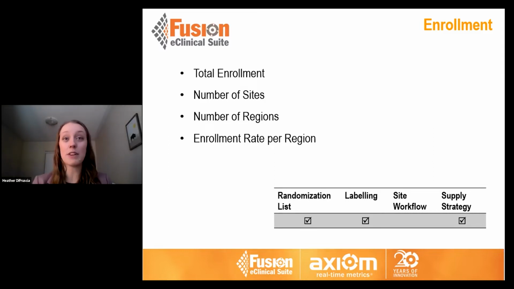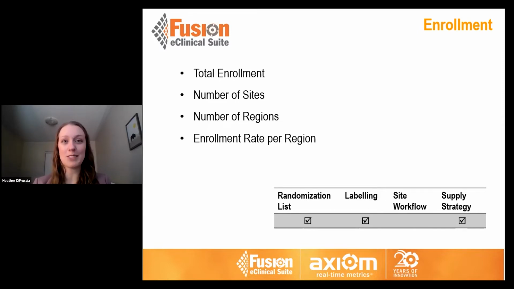So number of sites, the number of regions, and the enrollment rate per region. Looking at the bottom right corner, we have our list of impacts, and you can see we have quite a few check marks there. When we're talking about enrollment and the number of sites, right away we're going to be thinking about the randomization list. Based on the total subjects that are going to be enrolled and how that's distributed across the number of sites, that can really impact whether you're going to take more of a centralized approach versus a site-specific approach. And that's because that can really impact your block sizes and making sure you're managing your overall treatment ratio.